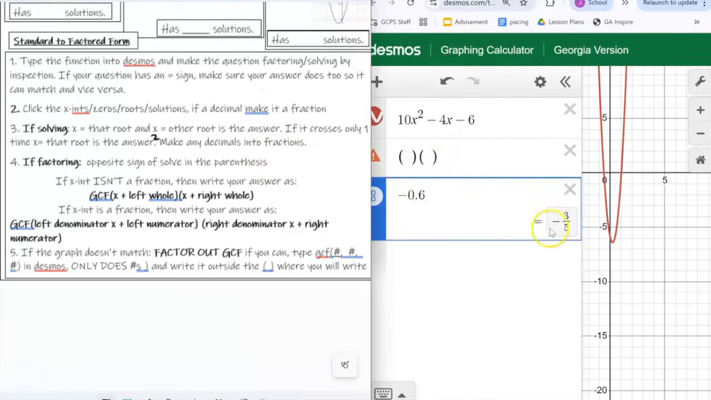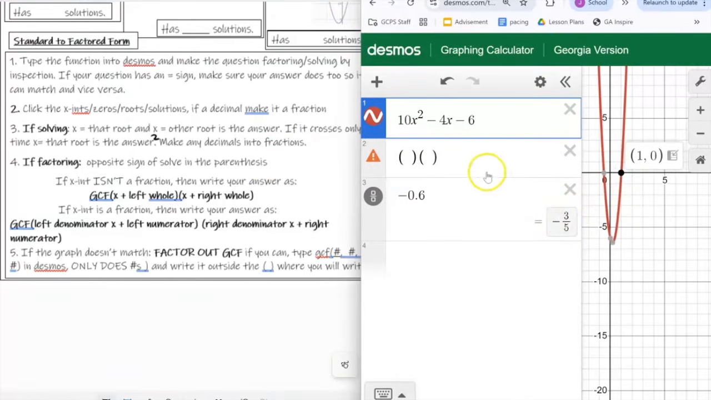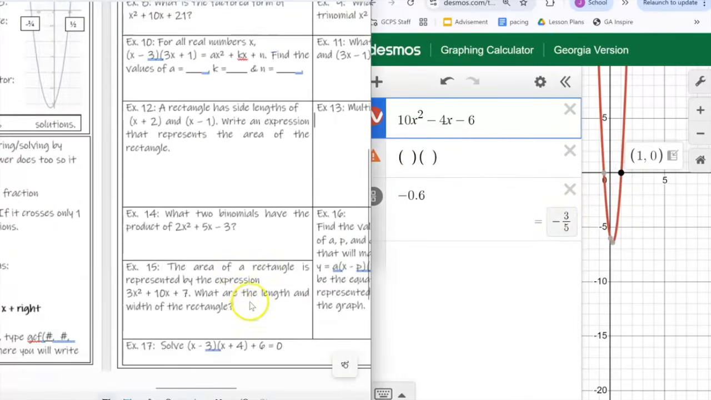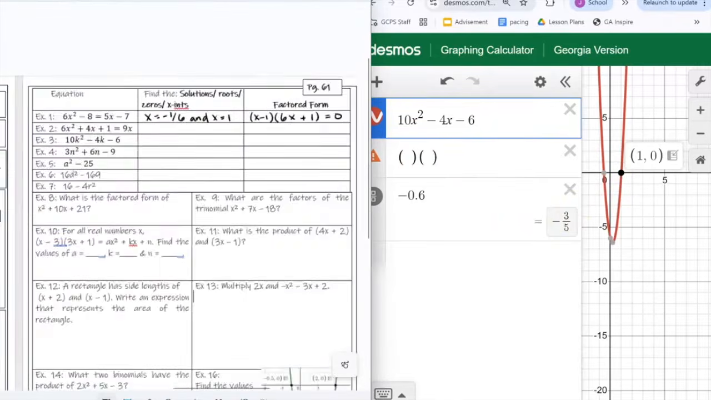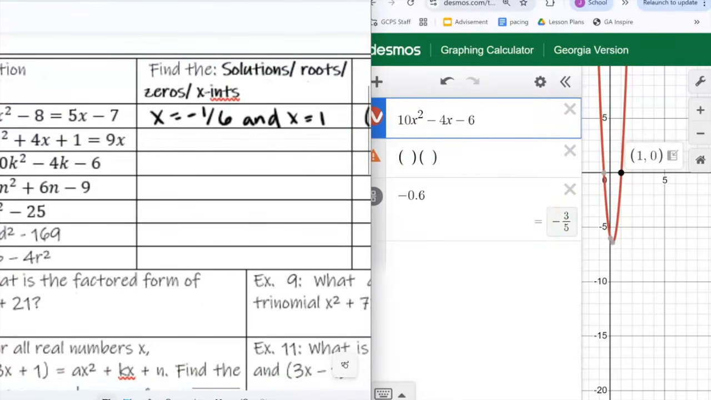Okay, so these are my solutions. So x equals negative 3 over 5 and x equals 1. Make sure that when you write your answers down that you're using the letter in the question. I'm going to fix mine right at the end. So this should be k equals negative 3 over 5 and k equals 1.